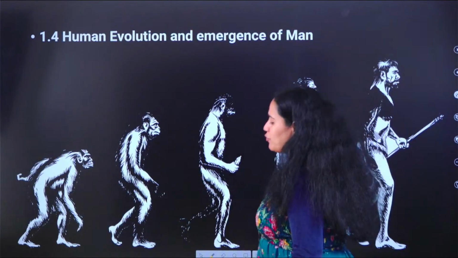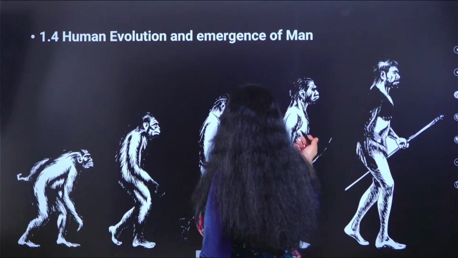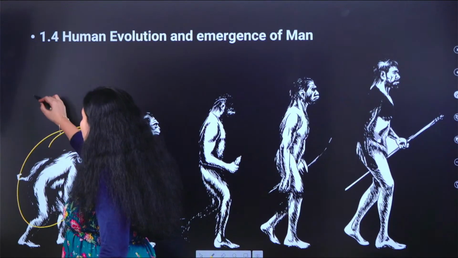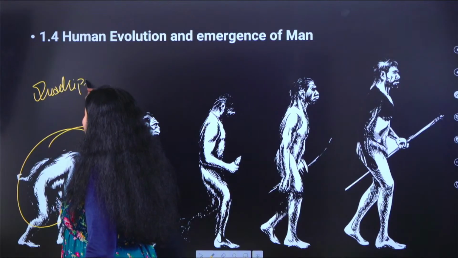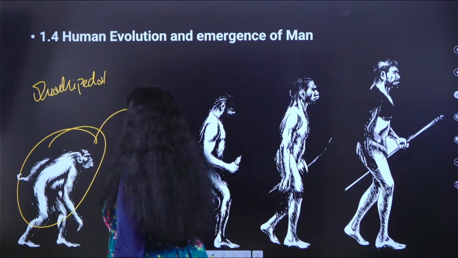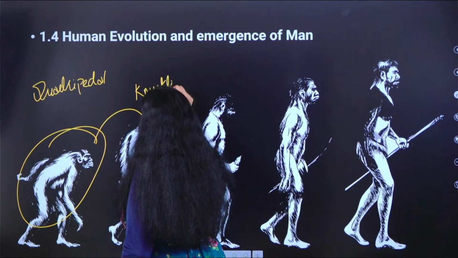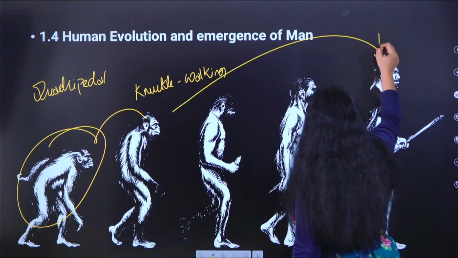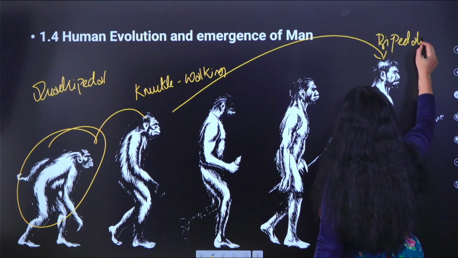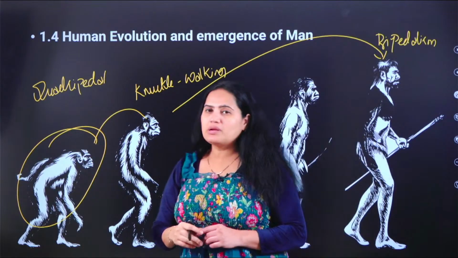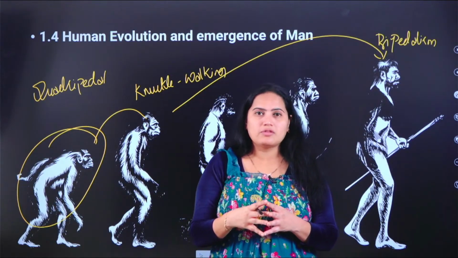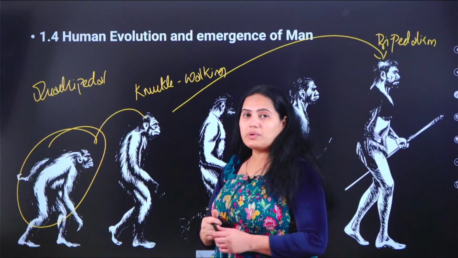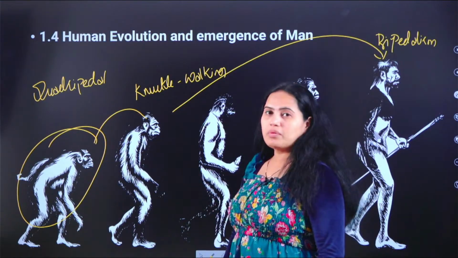And then we see 1.4. 1.4 talks about human evolution and the emergence of man. See, once upon a time human beings were not even like this. We used to be quadrupedal. So from quadrupedalism we achieved knuckle walking, and from knuckle walking we transformed to bipedalism. The journey from quadrupedalism to bipedalism is a product of millions and millions of years, lakhs and lakhs of years. Where our journey started with quadrupedalism, from there to here we have transformed.